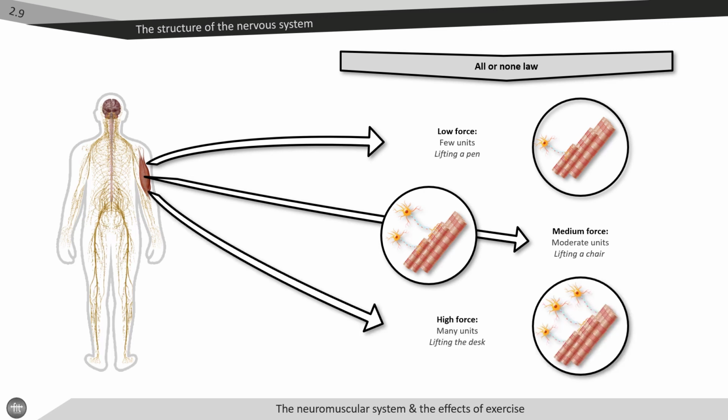Where high force is required, motor units connected to fast twitch fibres will be recruited, innervating all of those fibres and producing a high force contraction, such as lifting a desk. This will occur in synchronization with the innervation of both the low and medium force motor units, so all motor units and muscle fibres are innervated together.